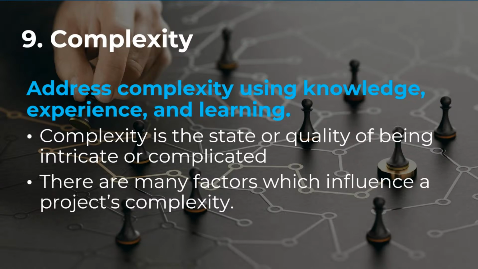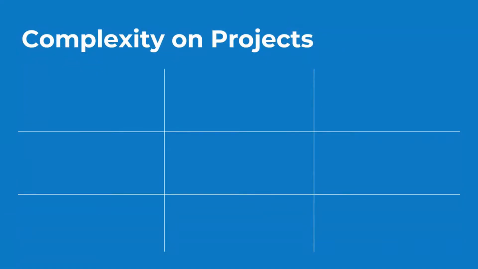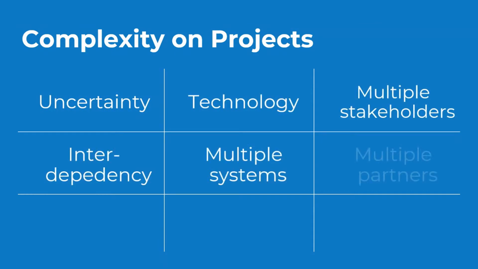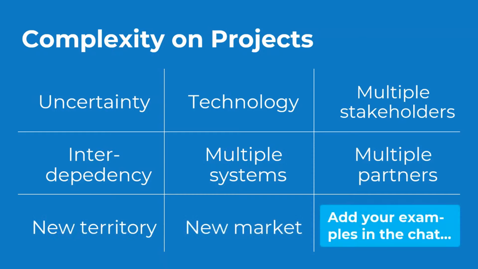Complexity, that is the state, or if you want, quality of being intricate, of being complicated, and obviously there are many factors which will influence the project's complexity. Let's take a look at some examples here that I have on here. I don't think that any of these that are slowly coming up here are going to be a big surprise to you. And that's because, generally speaking, these factors here, they influence the complexity on many projects. So they are important areas to understand for our work as project managers and project leaders.